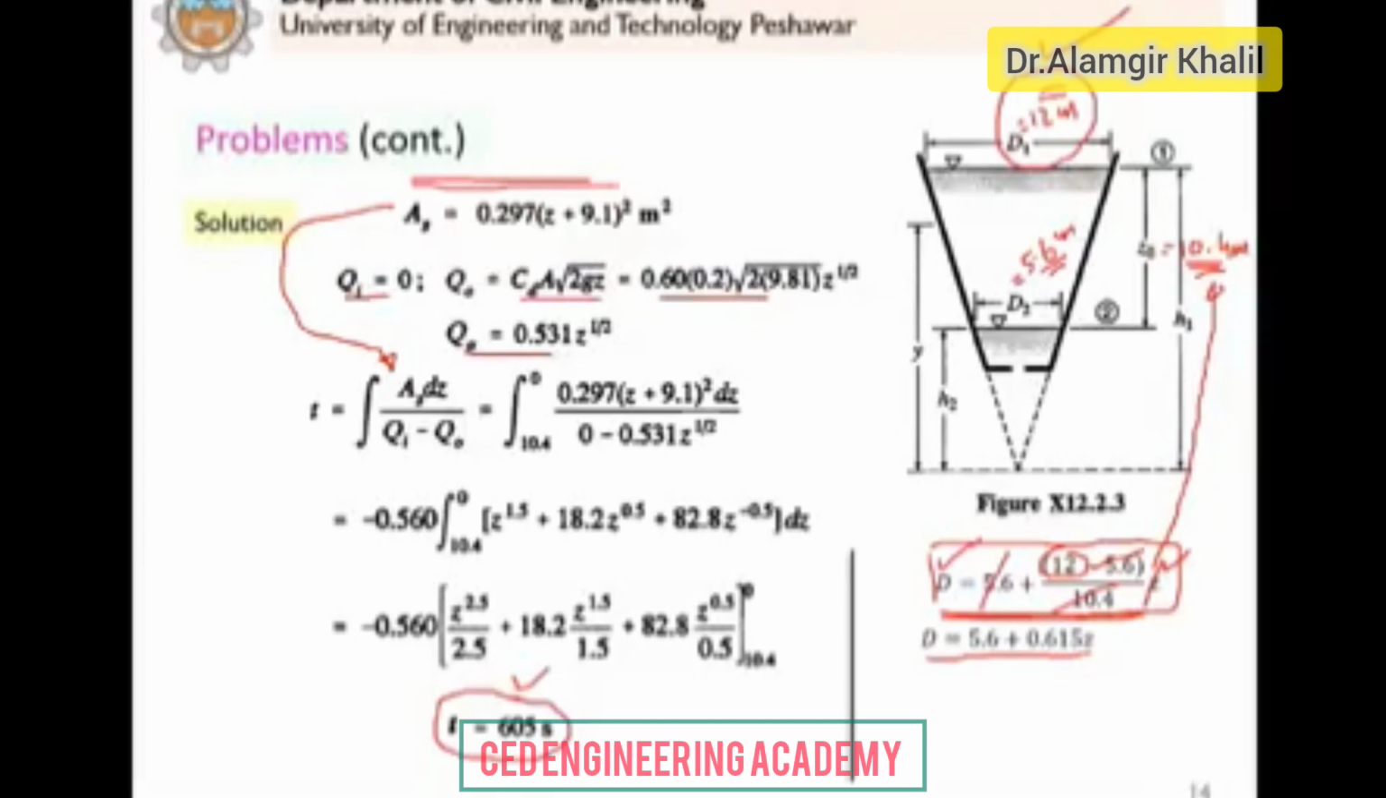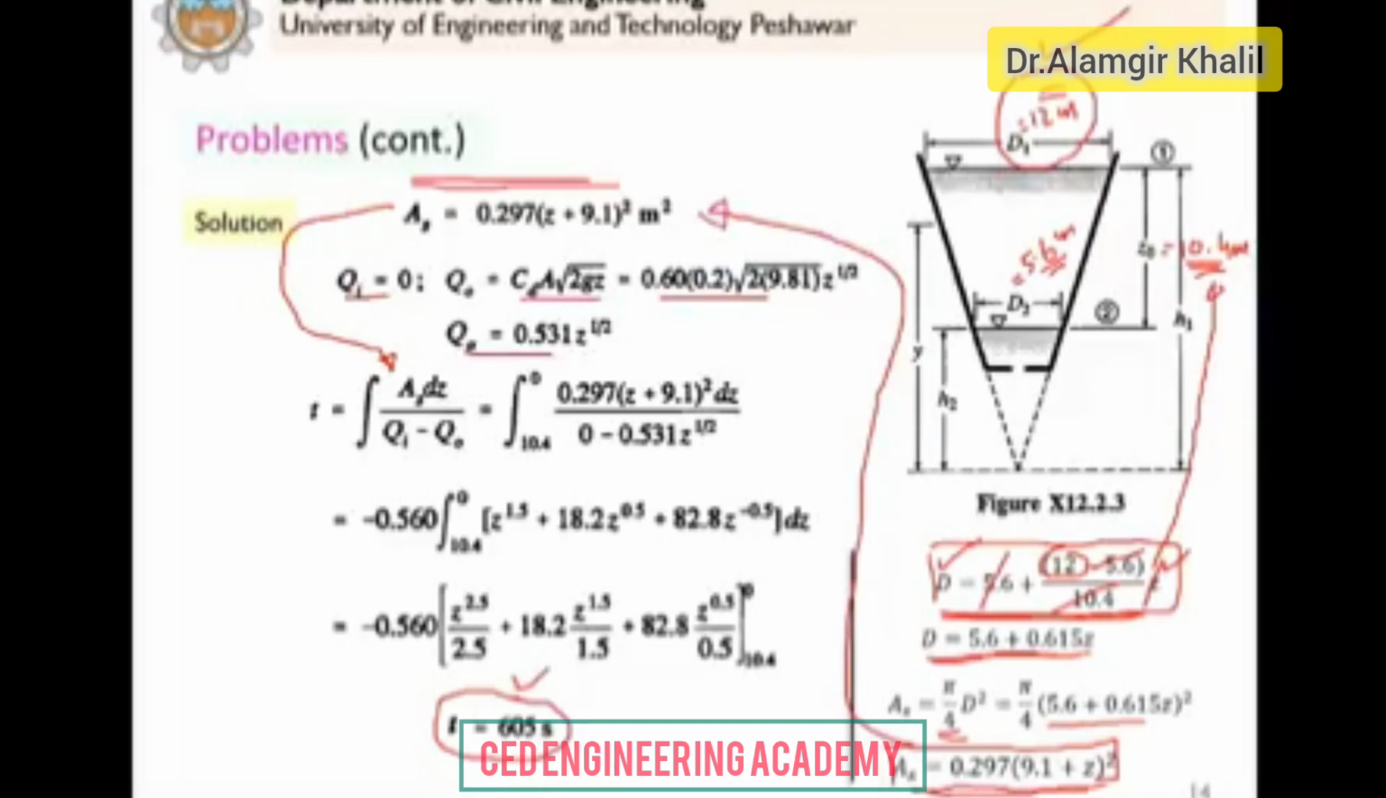So now we can express the diameter in this form. Now we have the area, which is pi by 4 d square. And we get pi by 4 into 5.6 plus 0.615 z whole square. If you simplify, we get A is equal to 0.297 into 9.1 plus z whole square. You can see that this equation is essentially the same as the earlier one. So whichever approach is convenient to you, you can follow and you can get this answer.